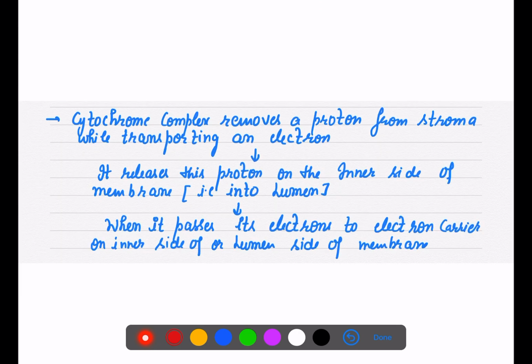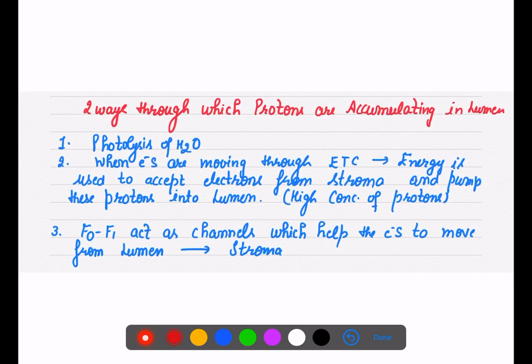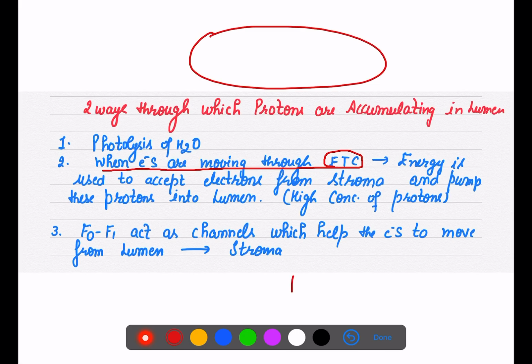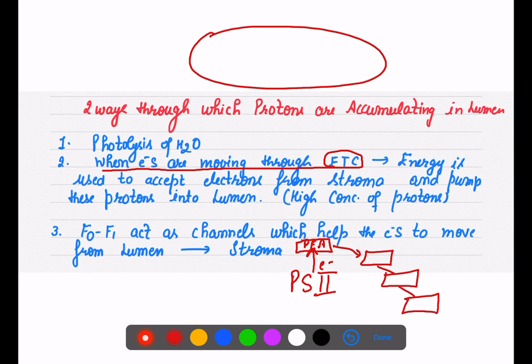One point here again I will repeat, don't get confused with this point, that when electrons are moving through ETC. Now see here he is talking about the non-cyclic. Non-cyclic में you know that photosystem 2 will release electrons which will be received by primary electron acceptor. They will pass through the electron transport chain. Now when these electrons reach the cytochrome complex, energy is released. जैसे ही यहाँ पे इलेक्ट्रॉन पहुँचते हैं साइटोक्रोम के पास, energy is released. This energy will accept the proton from stroma.